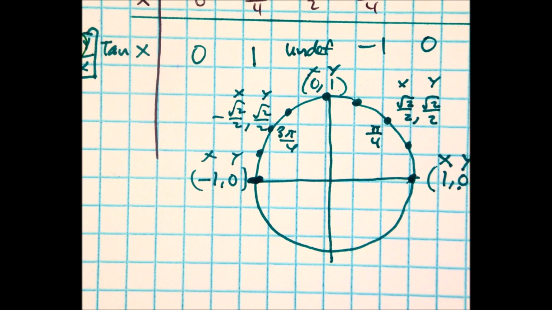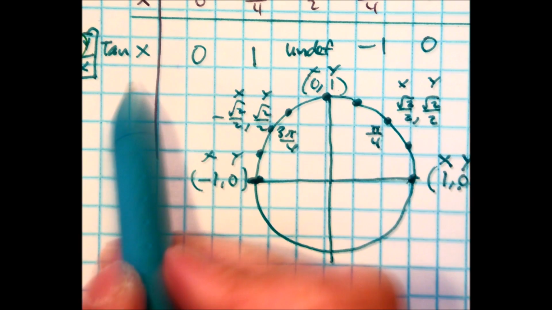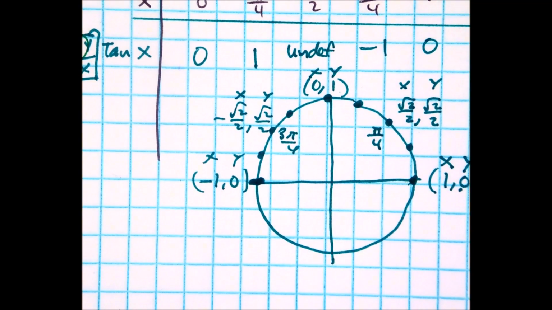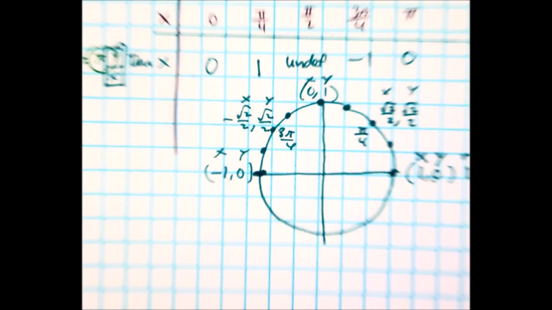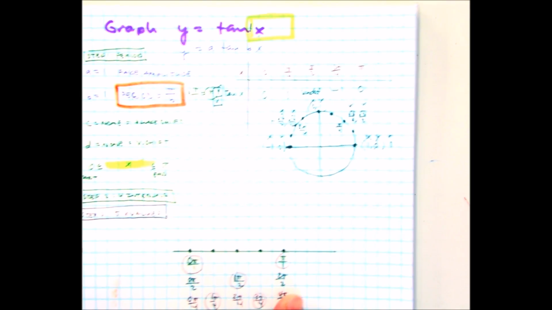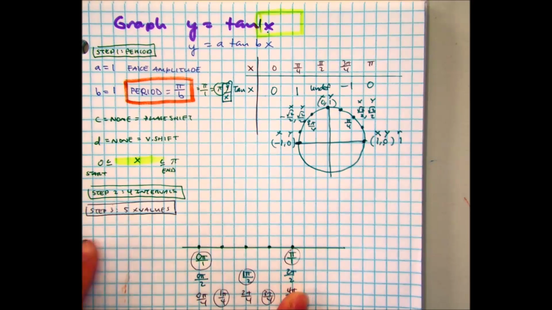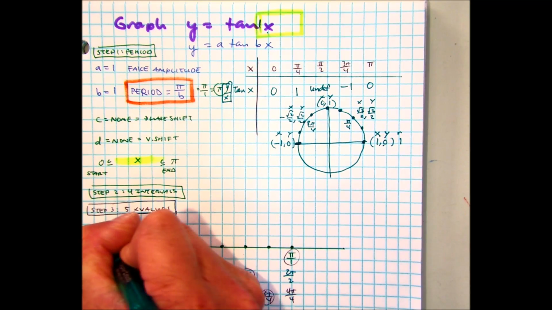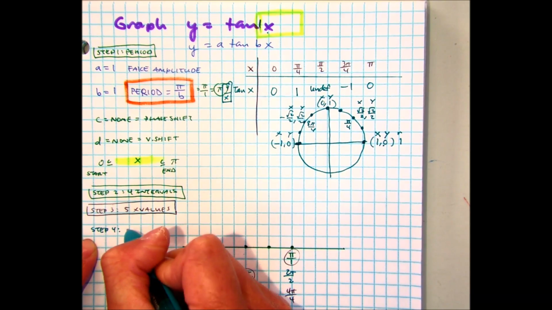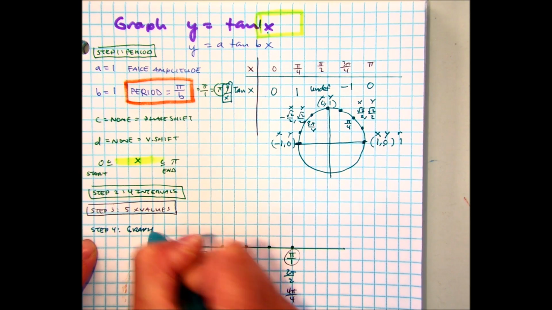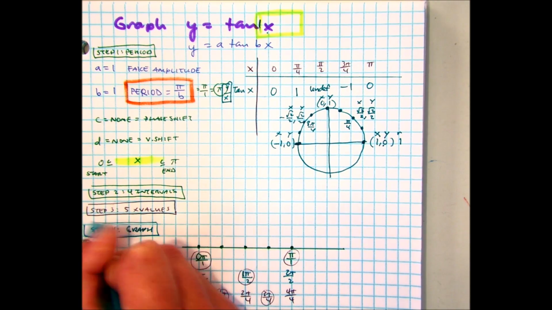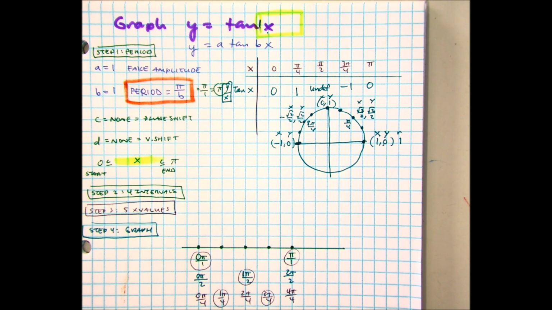So, if you get stuck, just draw out the unit circle and use the parts you need. Notice how I didn't have to draw out the whole unit circle. I have now my 5 x values. Now I'm going to do step number 4. We're going to graph it. Let's graph these values together.